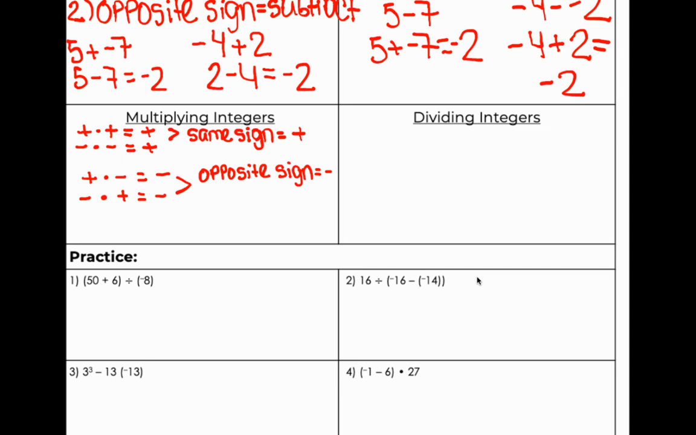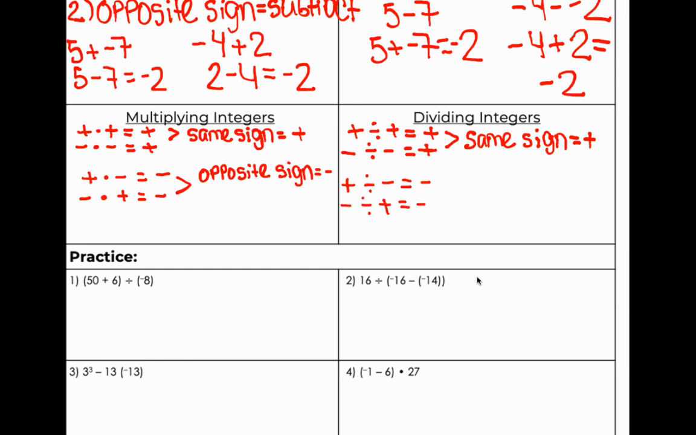Okay, division, same thing. So if I have a positive divided by a positive, that's positive. If I have a negative divided by a negative, that's positive. Oops, I'm sorry, I messed up there. Yeah, same sign, they're positive. And then if I have a positive divided by a negative, that's negative. If I have a negative divided by a positive, that's also negative. So opposite sign equals negative.